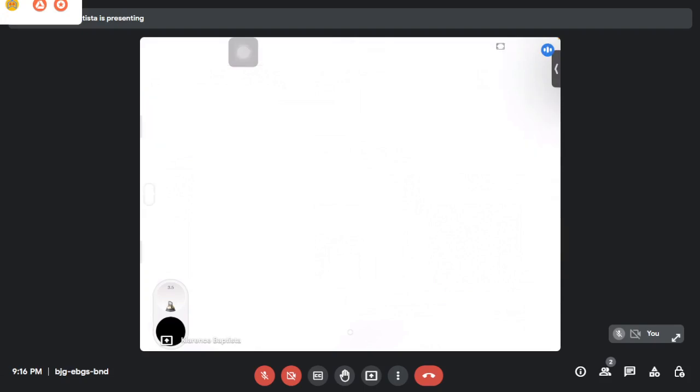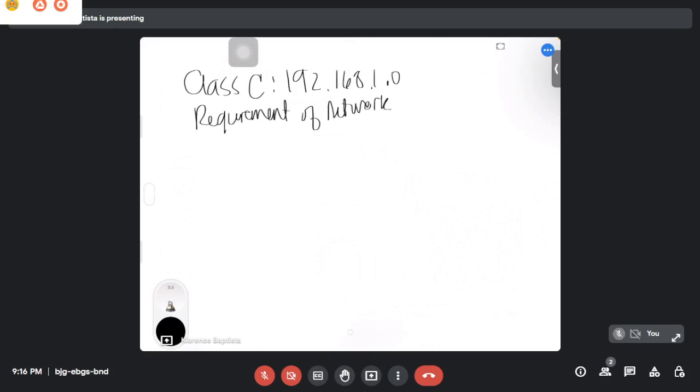So for example, meron tayong class C na IP address. So for example, we have 192.168.1.0. Tapos, ang given, for example, would be requirement of network. For example, the requirement of network is 5. Okay? Yan yung given. Kailangan nyo lang pong tandaan kung ano yung given.